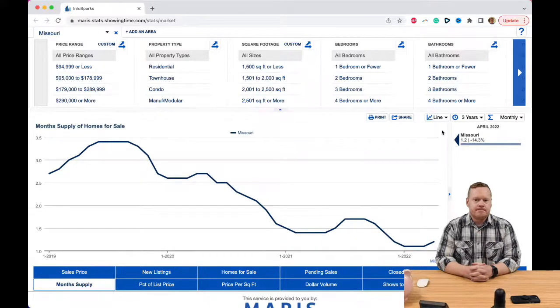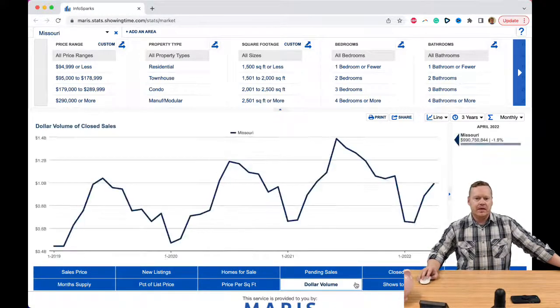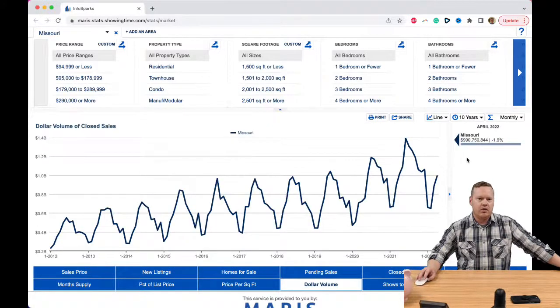Showing inventory's low. Yeah, so the next one I'm going to look at here, let's look at the dollar volume. I wonder if this goes up. Let's look at this over 10 years. So dollar volume's going to go up even though it's fewer houses. So what does that mean? All-time highs. Look at that.